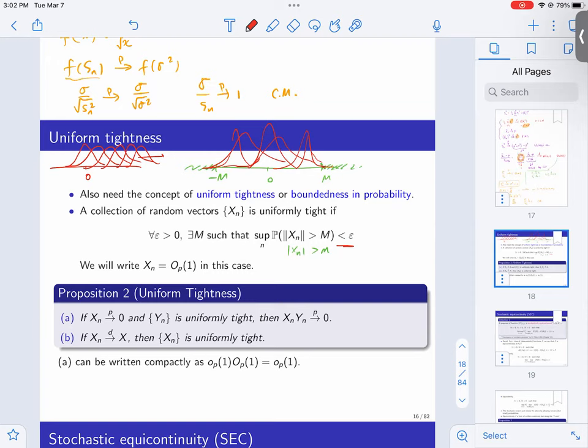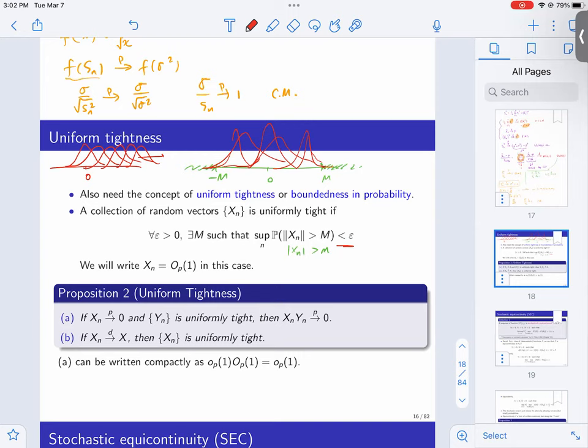The main two results that you need to remember about uniform tightness: if you have a sequence that converges in probability to zero, and a sequence that's uniformly tight, then the product is going to converge to zero in probability. If you think about usual sequences, this makes a lot of sense. You have a sequence that goes to zero, a sequence that's bounded, the product goes to zero. You could write it like this: little OP of one times big OP of one is little OP of one.